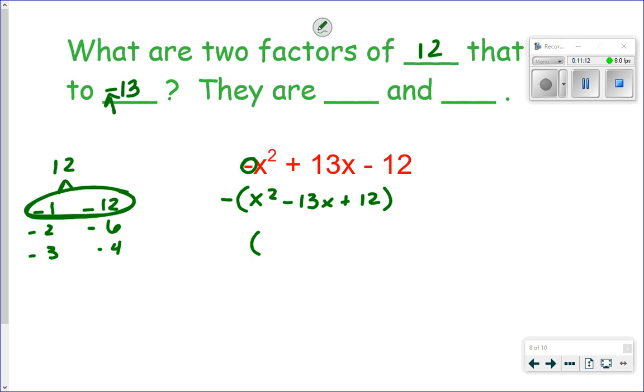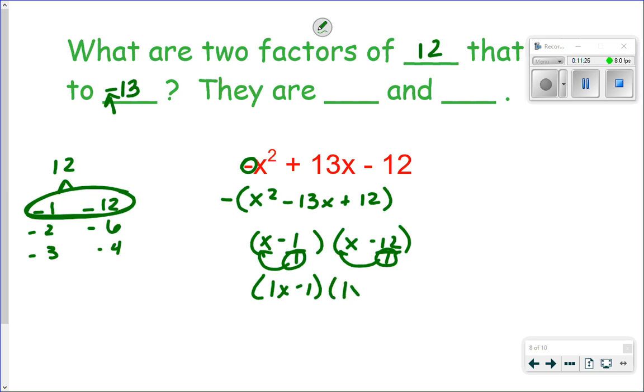Now I need to fill in my binomials. x minus 1, x minus 12. Divide by A. Kick that out front. So 1x minus 1, 1x minus 12. And then this negative sign here that I took out, it needs to land out in front of my answer.